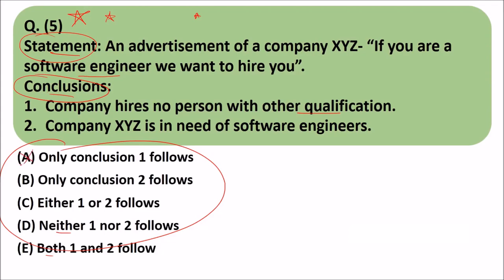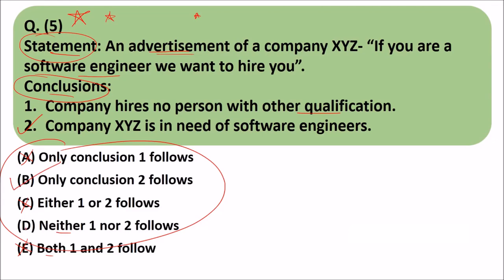So over here option A is not an answer, option E is not an answer, option C is not an option either, that either 1 or 2 follows. So now over here, what is the second option? Company XYZ is in need of software engineers. This is correct. Why? If they are in need of software engineers, then only they'll put up an advertisement that if you are a software engineer, we want to hire you. So conclusion 2 follows for sure.